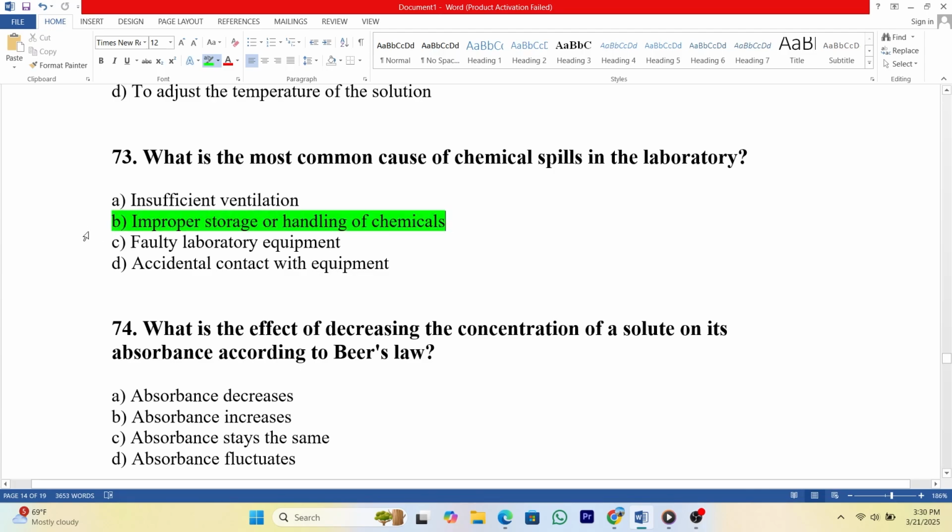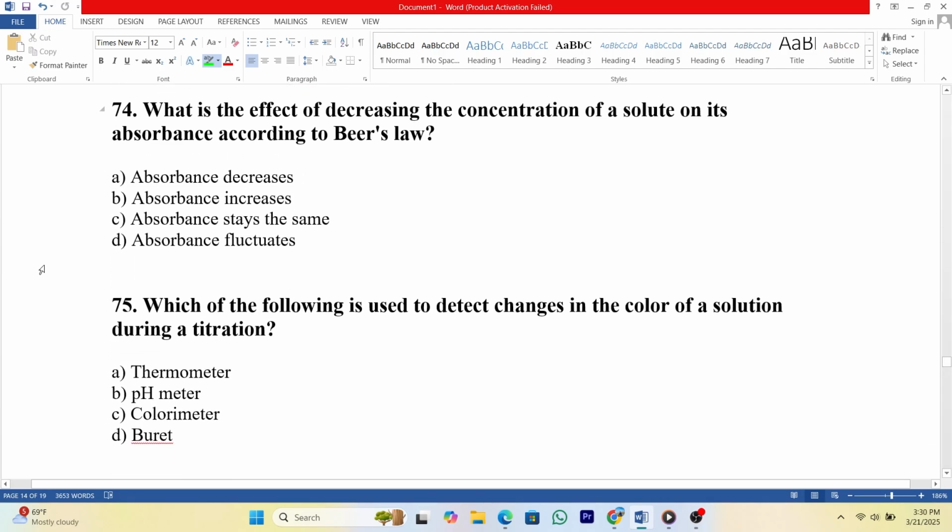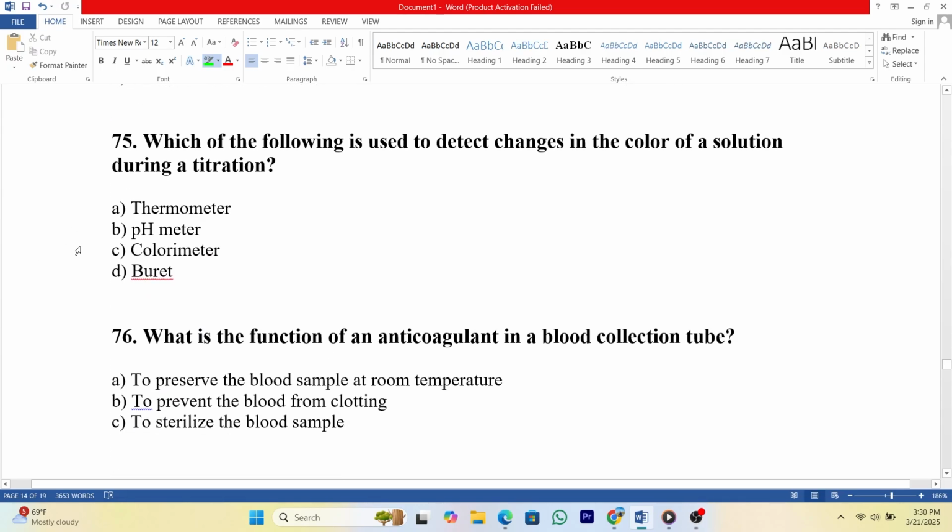74. What is the effect of decreasing the concentration of a solute on its absorbance according to Beer's law? A. Absorbance decreases. B. Absorbance increases. C. Absorbance stays the same. D. Absorbance fluctuates. Answer: A. Absorbance decreases.